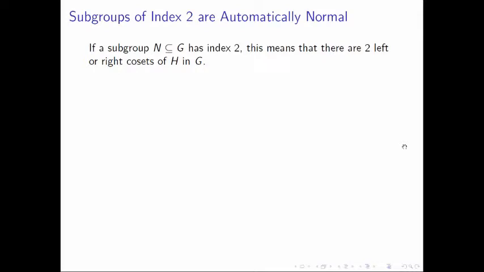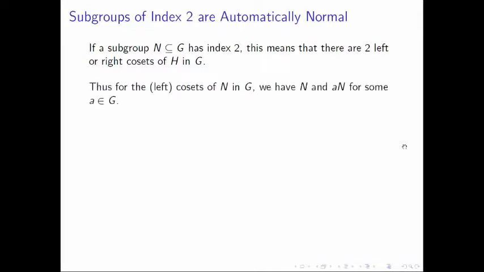Now we can generalize this previous example quite a bit. Let's suppose that we have an arbitrary group, G, and we have a subgroup N that happens to have index 2. Remember that the index of a subgroup is the number of left or right cosets of that subgroup inside the larger group G. So what this means is there are 2 left or alternatively right cosets. For the left cosets of N in G, we're always going to have the subgroup as one of our cosets, so N will be a left coset, and then there's some other left coset, let's name it aN, for some a in G.